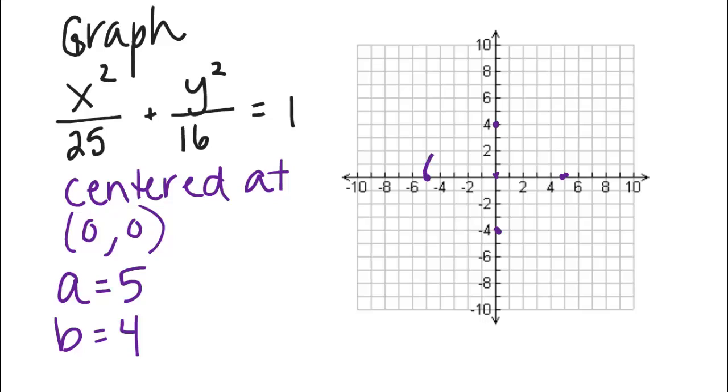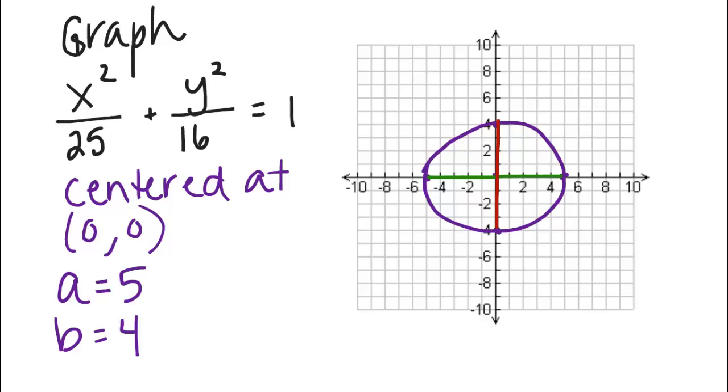And then I do the best I can to connect those points. I think I can do a little bit better than that, though, to make it look elliptical. That's not great, but that's the best I can do on this screen. So notice it's not a circle. We have a horizontal major axis. The total length of the major axis is 10, right? And then the length of the minor axis, in this case the vertical axis, half that length was 4, so the total length is 8.